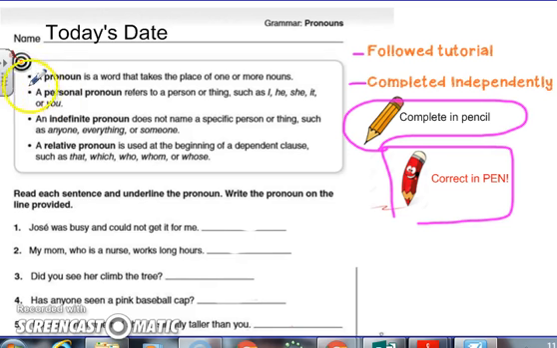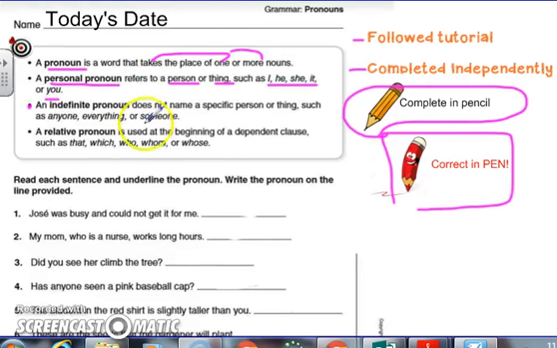Your targets for today are to understand that a pronoun is a word that takes the place of one or more nouns. A personal pronoun refers to a person, thing, such as I, he, she, it, or you. That makes sense because person means a person, right? An indefinite pronoun does not name a specific person, thing, such as anyone, everything, someone. Because indefinite means, like to infinity. So I know that word infinity means forever and ever, and that's really what it means. Like it means everybody and everything. So kind of cool, isn't it?